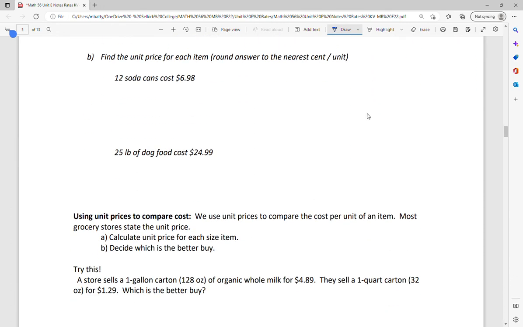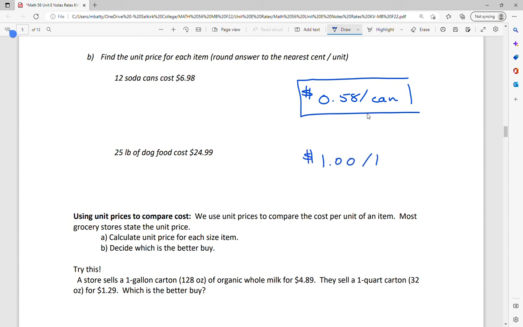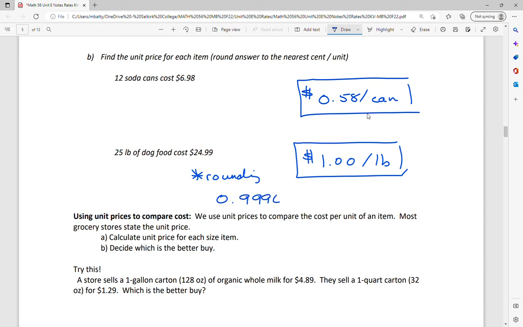Give these ones a shot. I'm going to write the answer out for us. You can show your work. This might be something that you've done before. Those are your answers here. This one has some tricky rounding. You actually get 0.9996, which rounds to $1 per pound.